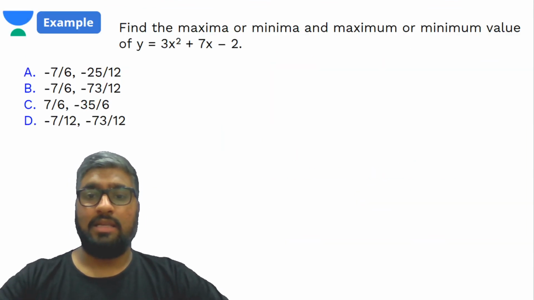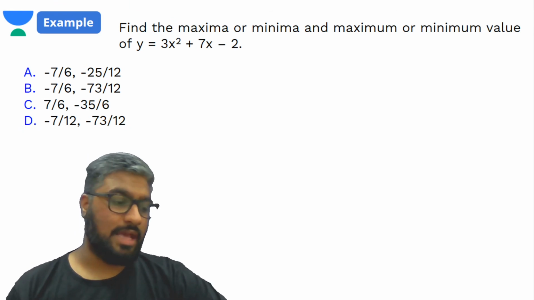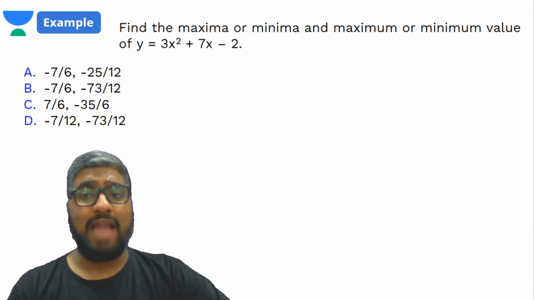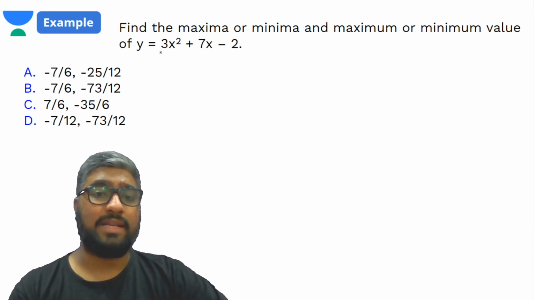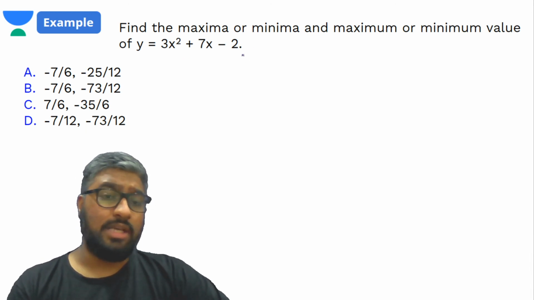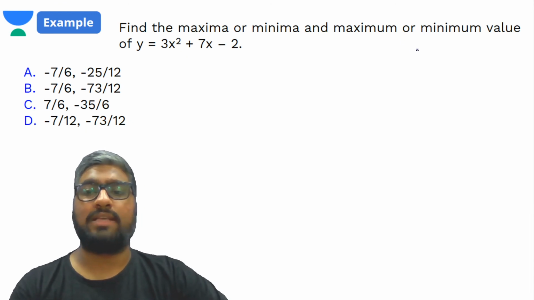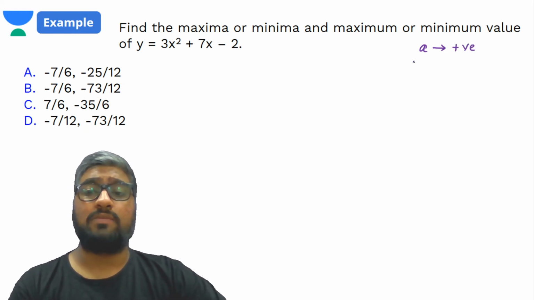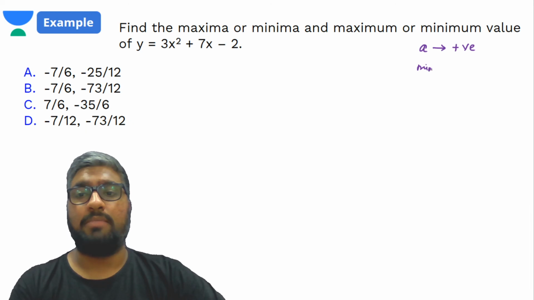Here is a question for you. On the screen, ladies and gentlemen, is a question for you. They're asking: find the maxima or minima and the maximum or minimum value of the expression 3x square plus 7x minus 2. So here you would first always check for what? The sign of a. What is the sign of a? Here it is positive, which means we would get a minima and we would get the minimum value of y.